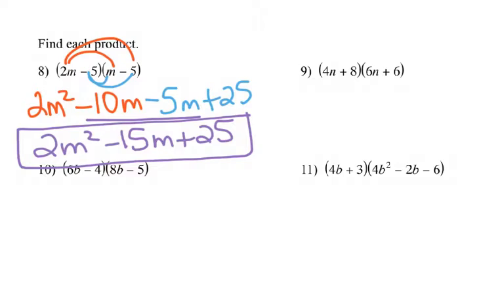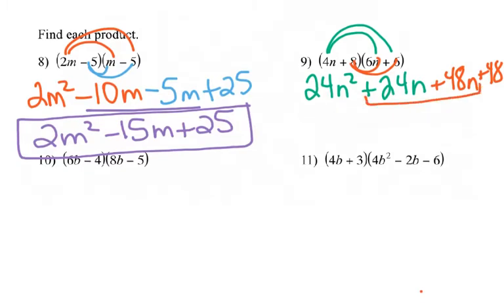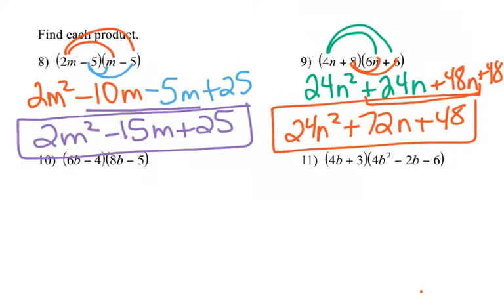Okay, number 9. 4n times 6n is 24n to the second power. 4n times 6 is 24n. So you can multiply non-like terms, but you can't add or subtract them. 8 times 6n is 48n, and 8 times 6 is 48. So combining my like terms, I'm going to have 24n squared plus 24 and 48 is 72n, and then plus 48, and that is my answer.